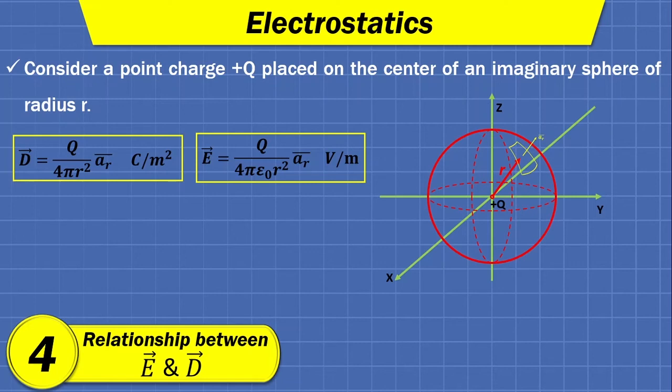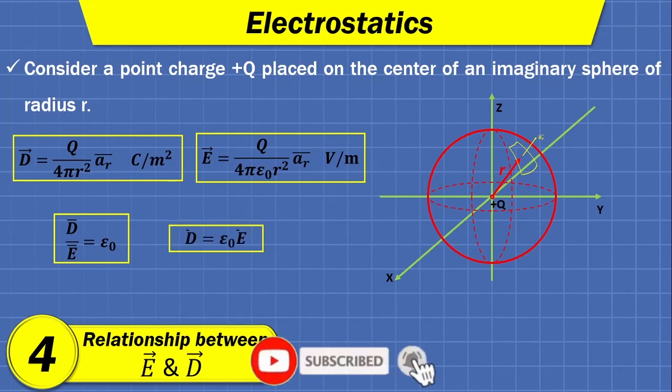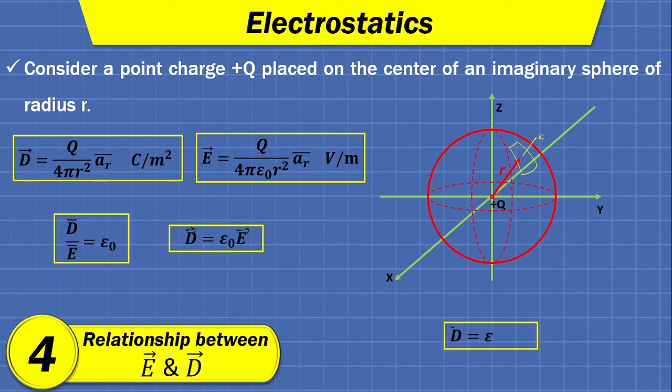Now, if we take the ratio D bar divided by E bar, then we will have ε0 only. And finally, a very short and sweet equation will be there, that is D bar equals ε0 E bar if the medium is air. But if we have a different medium, then we can write a general equation: D bar is equal to ε0 εr E bar.